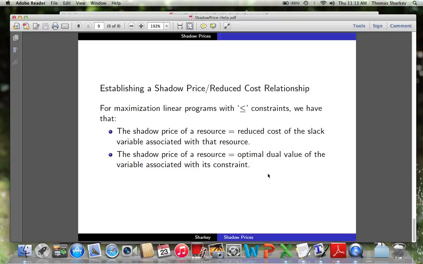So we have 3 things that are all equal to one another for these maximization linear programs with less than or equal to constraints. The shadow price is equal to the reduced cost of the slack variable associated with that resource, assuming you solve it via the simplex method in its augmented form. And also, if you just take the dual of the linear program and solve that, the shadow prices are equal to each of the optimal dual values of the respective variables.